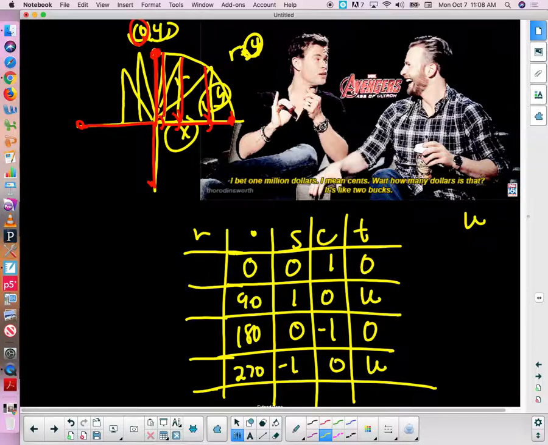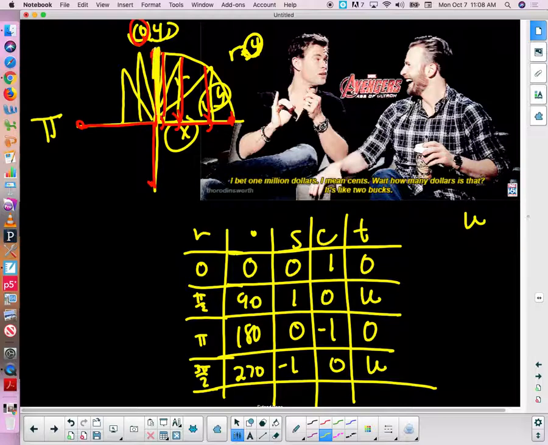Anybody want to try? Raise your hand if you want to try. Rebecca? First one's 0. The second one's pi divided by 2. The third one is pi. And the fourth one is pi, like 1.5 pi. Okay, so what Rebecca did is she knows this is pi radians.